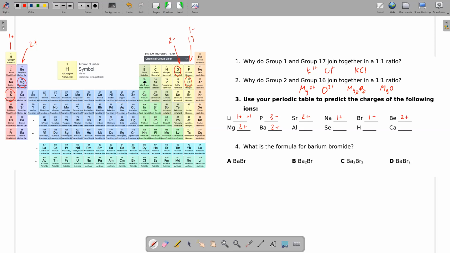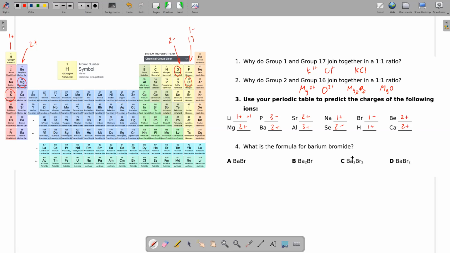Aluminum is over here. So although aluminum is in the D or in the P block, it's the third group over. It has 3 valence electrons, so it's 3 plus. Then selenium is right here, and that's 2 minus. Hydrogen is 1 plus, and then calcium is over here, and that's 2 plus. So those should be what you have.